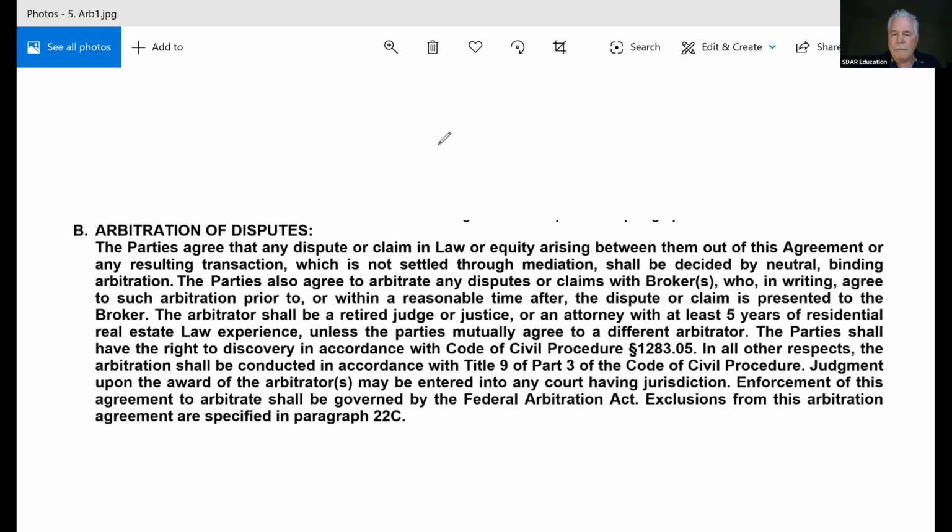All right. "Parties shall have the right to discovery." Okay, now that's going to be important. Discovery, Code of Civil Procedure. Civ Pro is a year of law school, so please don't think you know what that says. "In all other respects, the arbitration shall be conducted in accordance with all these rules. Judgment upon the award of the arbitrator may be entered into any court having jurisdiction."